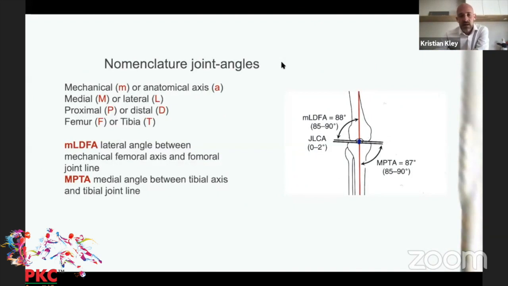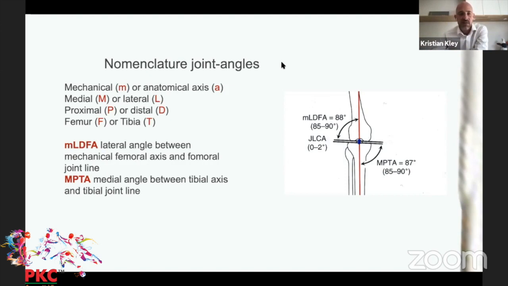What it all delivers is this nice value card, and this is the nomenclature. That's very important because you need to know what you're talking about. Initially, when you start with planning and look at what Paley described and Mikulicz did 150 years ago, it's always quite confusing and hard to remember all these values. But make it simple for yourself and just pretend that the Mikulicz line passes the knee in the middle and is straight, and the joint line has a 2-degree inclination to that. Therefore you have an mLDFA of 88 and an MPTA of 88. And if you say it's 3 degrees, then it might be 87.